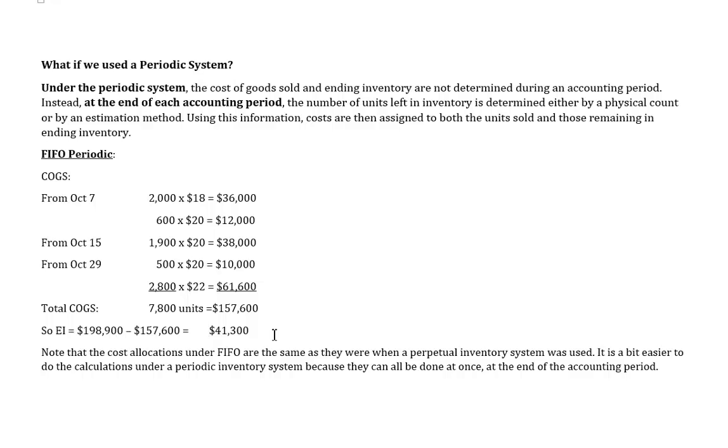So you usually find that perpetual and periodic, when it's FIFO, will give you the same answer. We don't find that usually to be the case with weighted average, but we'll get to that in the next video.